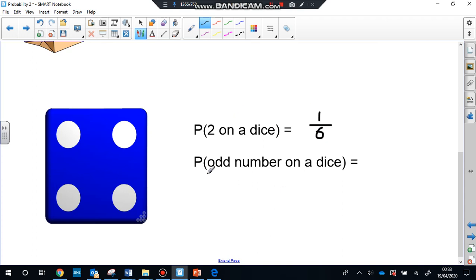A different probability: what's the probability I get an odd number on the dice? Well, we need to think about how many odd numbers there are on the dice. There's a 1, a 3 and a 5, so there are 3 odd numbers, that's our favourable outcome, out of a total of 6 numbers, so 3 out of 6. And remember, because it's a fraction, we can cancel it, so 3 out of 6 is a half. So the probability I get an odd number is a half.